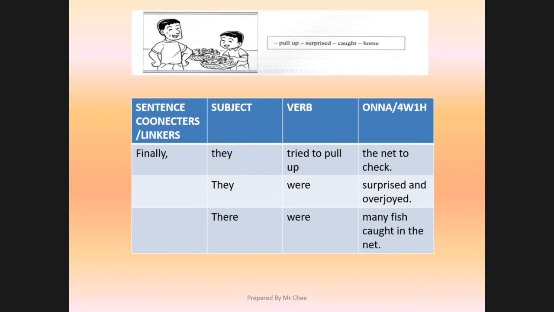They are trying to pull up the net to check. Why do they pull up the net? They need to check the net, whether they got fish or not. Then what happened? They were surprised and overjoyed. Why? After this sentence, you ask yourself why. Because there were many fish caught in the net. So they are surprised and overjoyed.